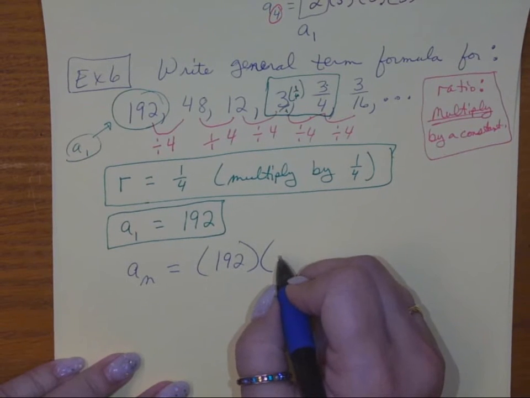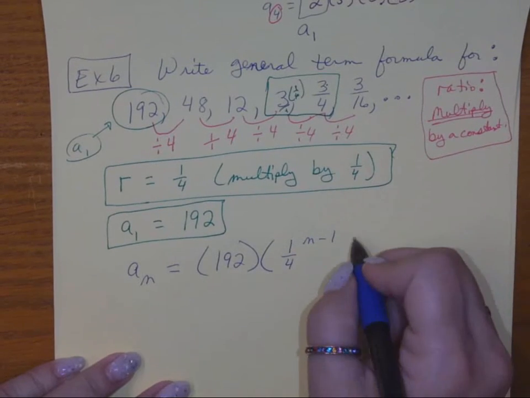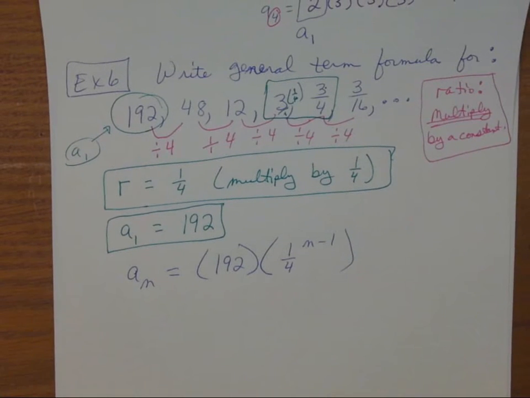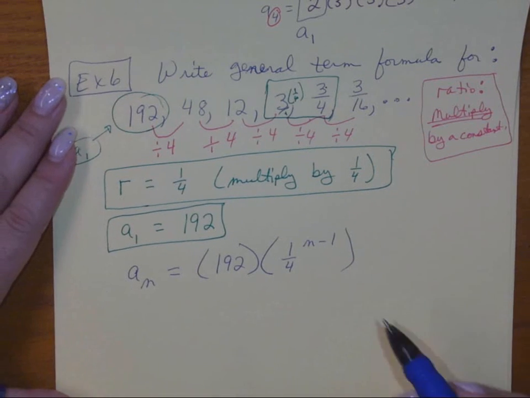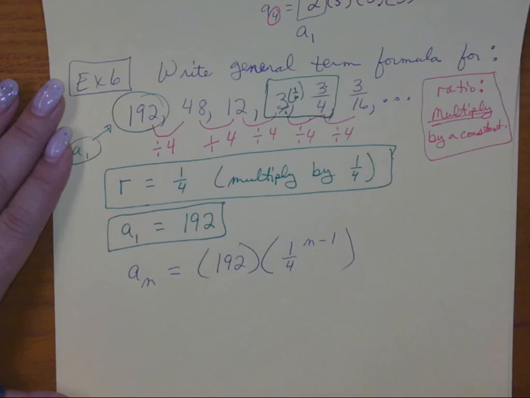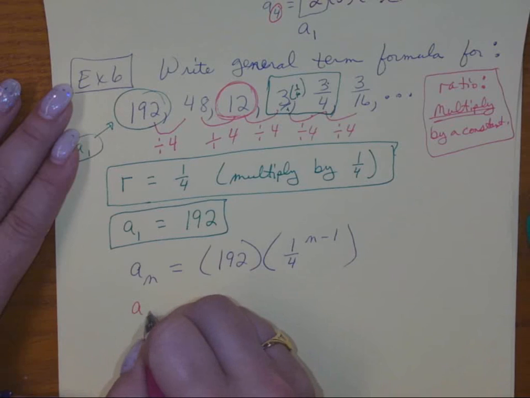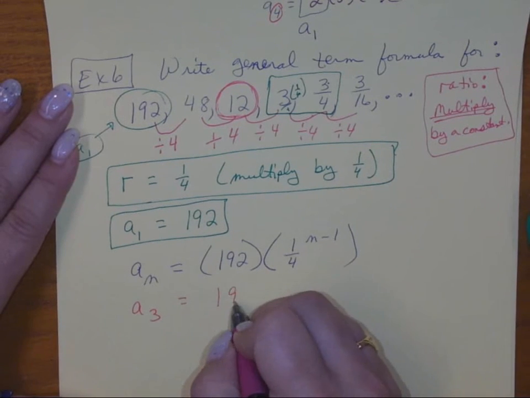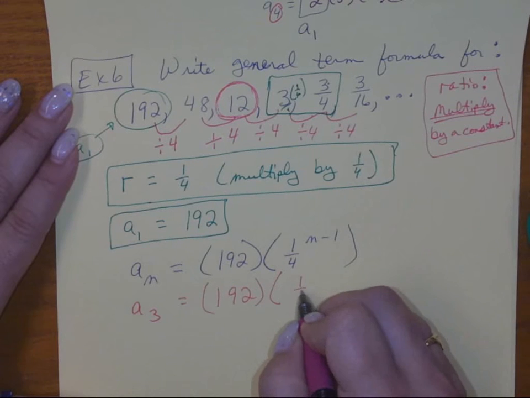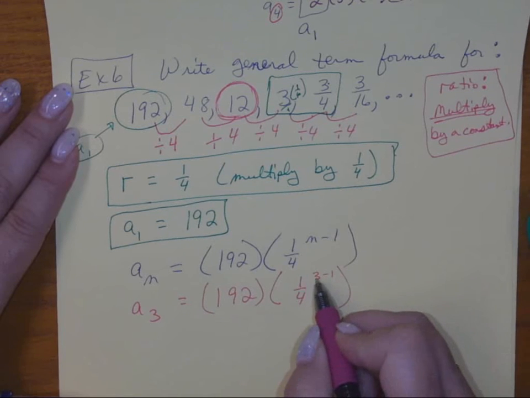Times my ratio, well, what's that? 1/4 to the exponent n minus 1. And there we go. And if you're not sure about it, then you can check a little bit and see what's going on. Let me do one that I can do pretty easily in my head. Let's do n equals 3. That's not horrible. So the third term here, whenever I finish, I'd better get a 12, right? Because I'm trying to find a sub 3 by using my formula. It's 192 times 1/4 raised to the 3 minus 1, and 3 minus 1 is 2.